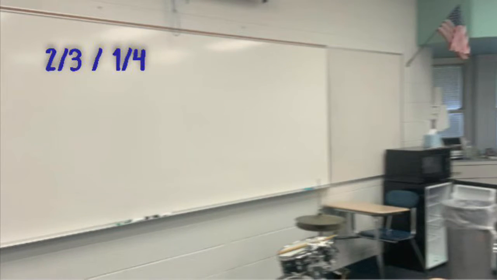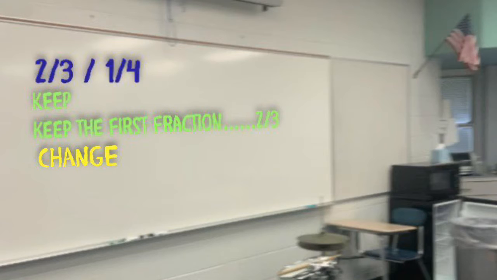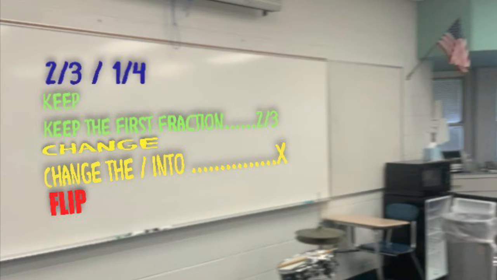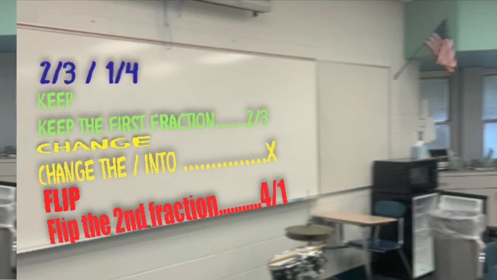So let's say you have 2/3 divided by 1/4. The first thing you do is keep the first fraction, in this case, 2/3. Now you need to make a change. You change the division sign into a multiplication sign. Next, you flip. You'll flip the second fraction, in this case, the 1/4, into 4/1.